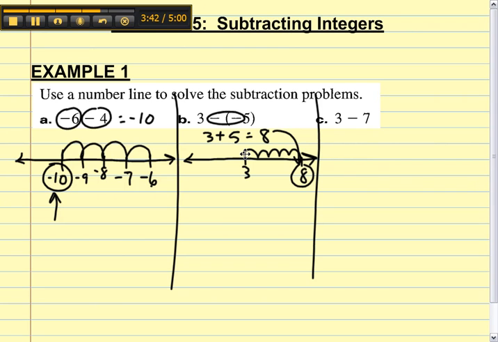David, 3 minus 7. Where does the problem begin? It begins at 3. And I'm taking away 7, or I'm minusing 7. Which direction do I want to go in, David? I want to go to the left. How many places? 1, 2, 3, 4, 5, 6, 7. What is that point? Do you know?